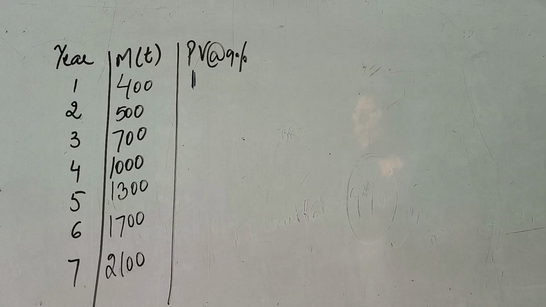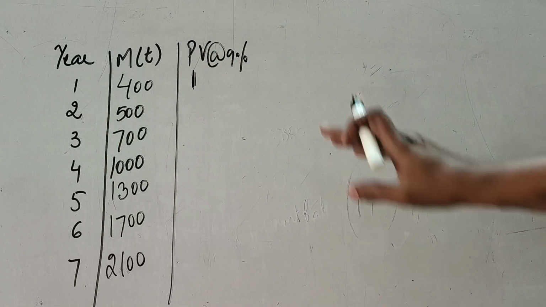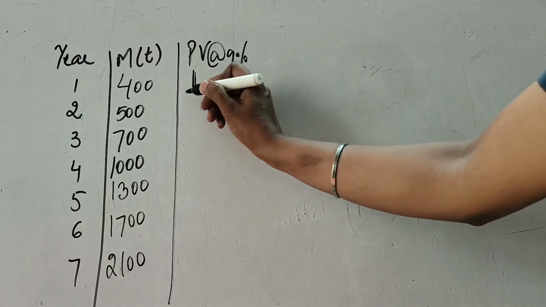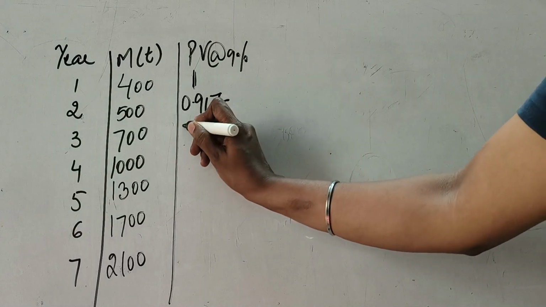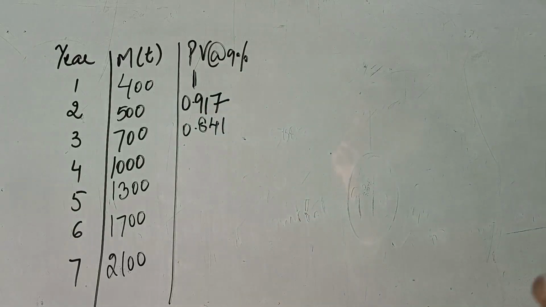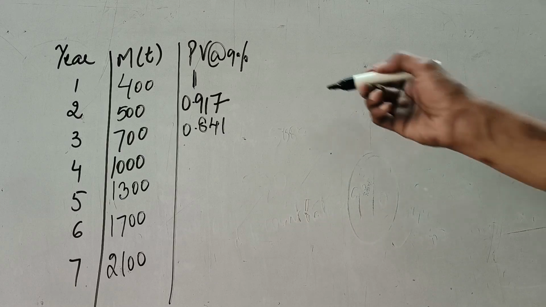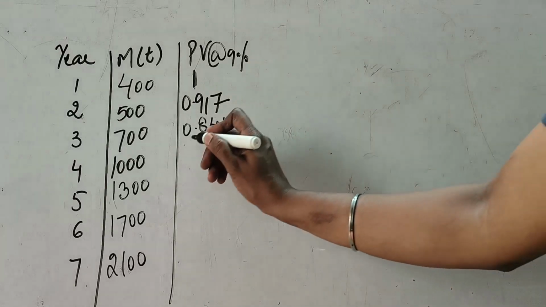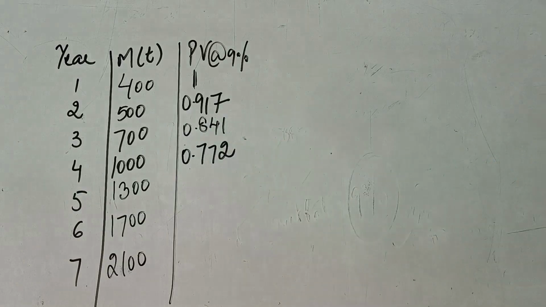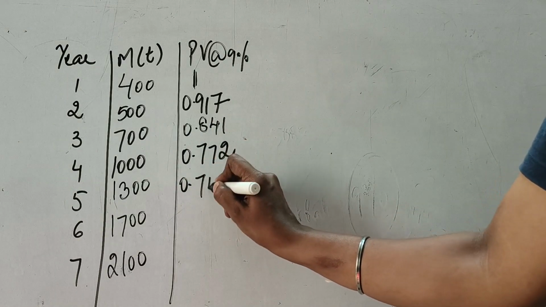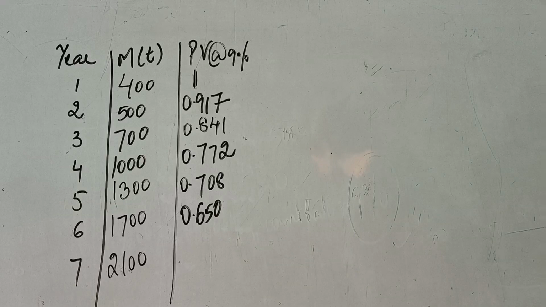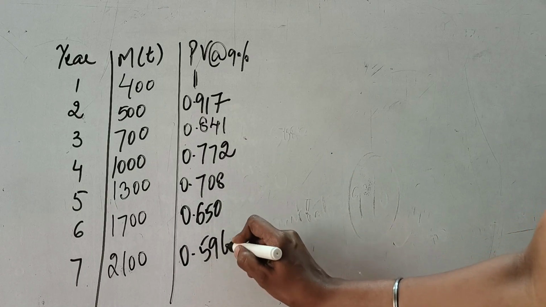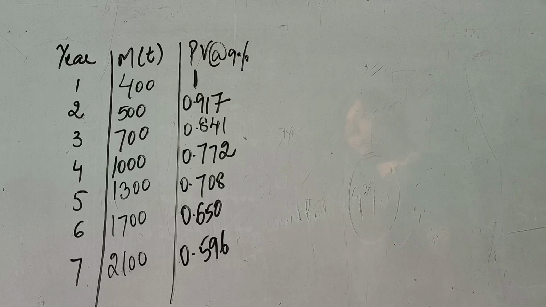For the second year you can look at the tables given at the back of your book, where the PV values have been given. Under the 9% you will find values starting with 0.917. It will be different for every percentage. Just remember not to look at the annuity tables or cumulative values. You have to see the simple values: 0.841, 0.772, 0.708, 0.650 and 0.596. So these are the values that you will see at the back of your table.